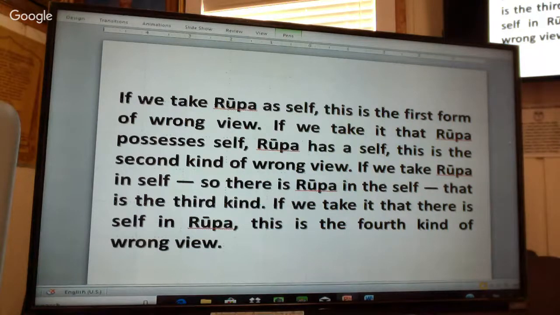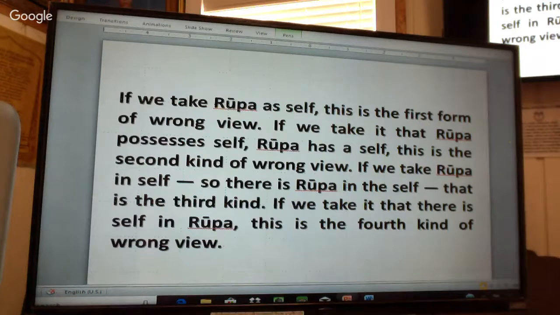Our material, eye, ear, nose, or our feeling, or our perception, or our mental formation, or our consciousness is a process of the soul. This is the second wrong view. If we take it that rupa is in the soul, that is that kind of wrong view.